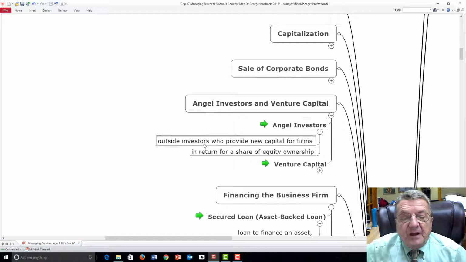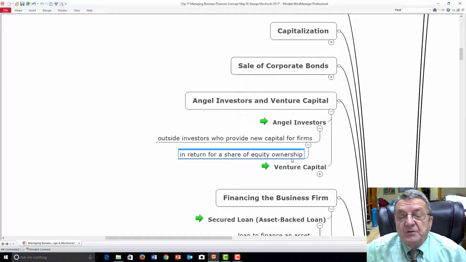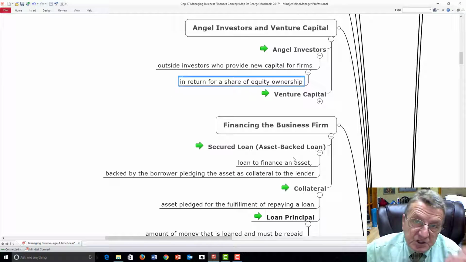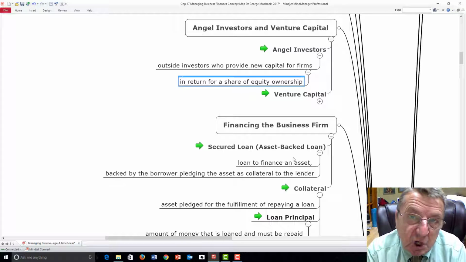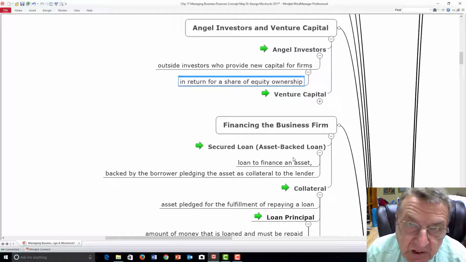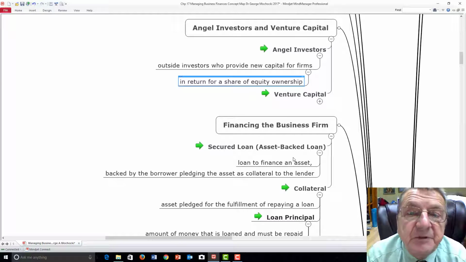Okay, angel investor. Outside investors will provide new capital for firms in return for a share of equity in the ownership. When I say share of equity, remember, you're bringing in this venture capital. He or she or an organization becomes part of that blood. They become part of that business.